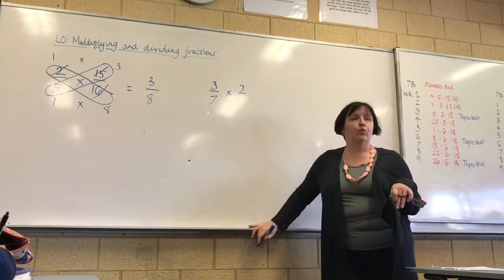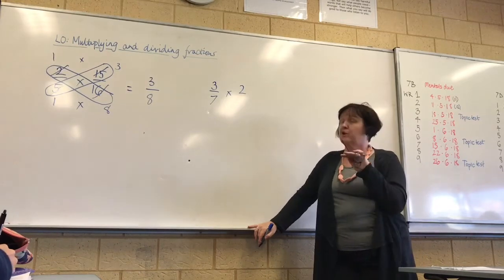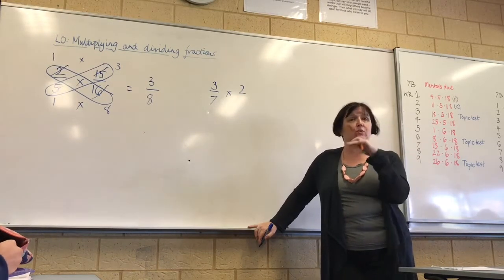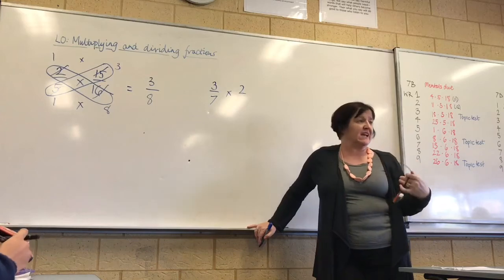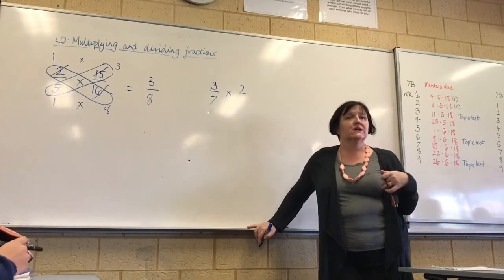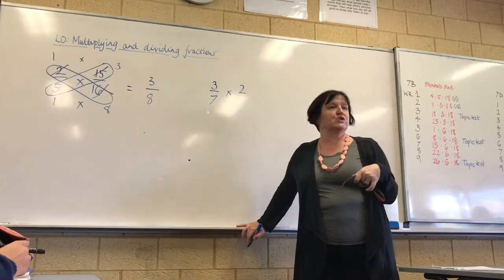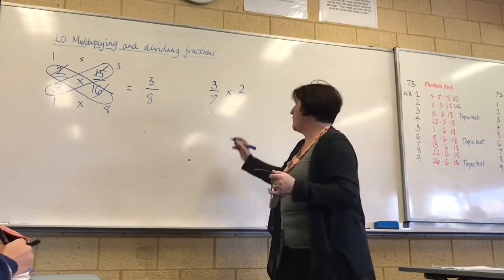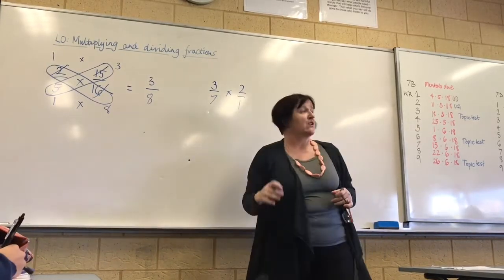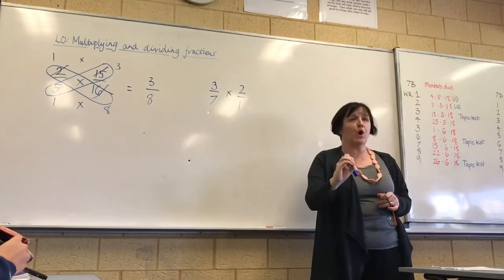Now, the first thing that you have to do when you've got a vulgar fraction or a common fraction with an integer is make the integer into a fraction as well. So 2 whole ones is what as a fraction? 2 over 1. 2 over 1, that's right. So we always put the whole number over 1.